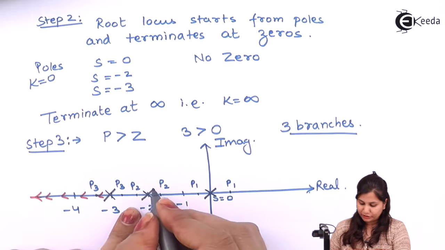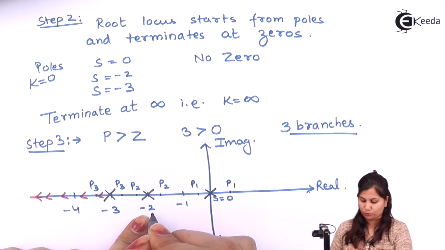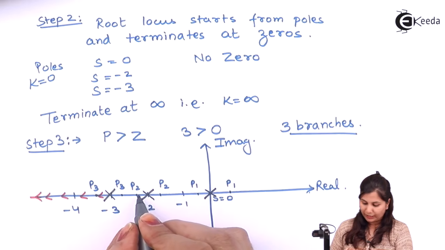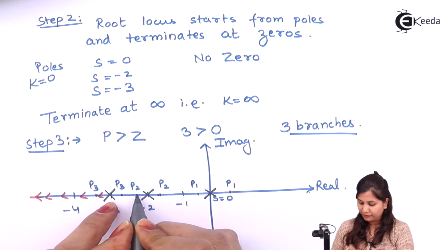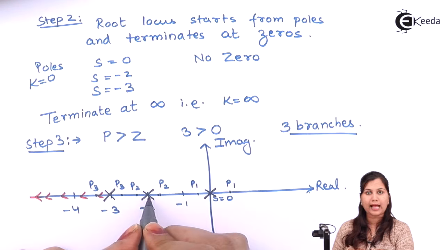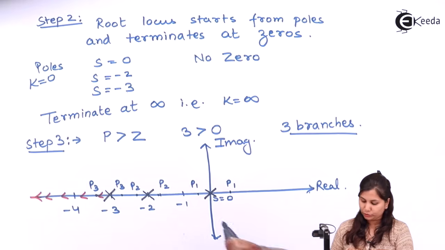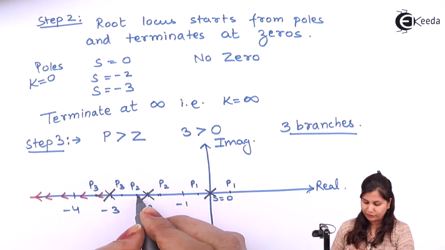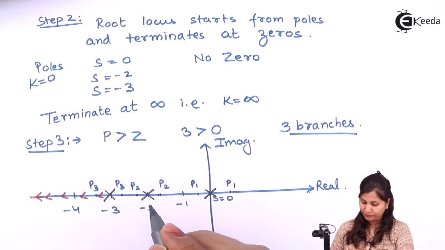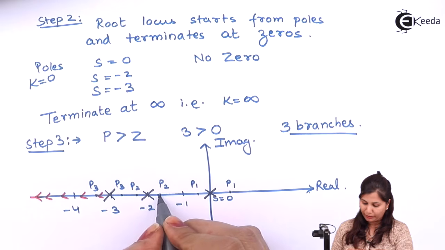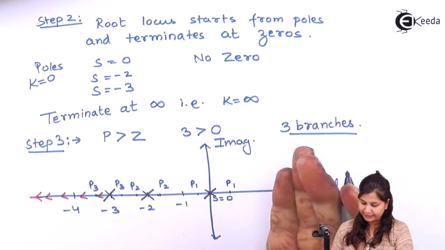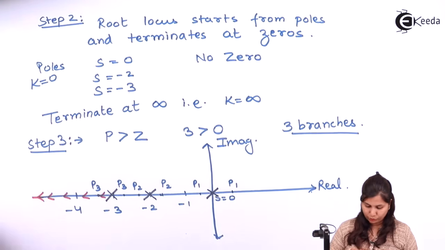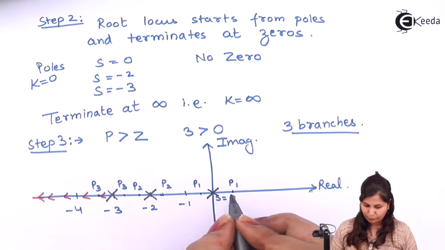Now check for this pole S equals to -2. For S equals to -2, we have taken 2 points. First check for this point. For this point we are having the number of poles as 2 on the right hand side. So the direction of root loci will not be towards this point. Now for this P2 point, the number of poles is 1 on the right hand side. So the direction of root loci will be towards this point.